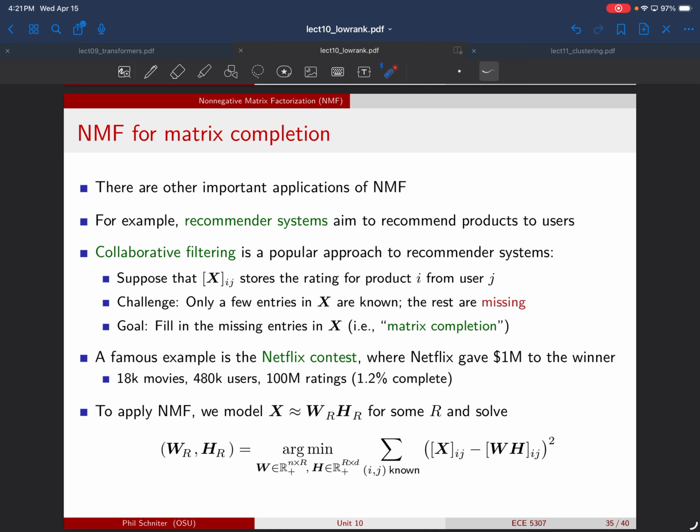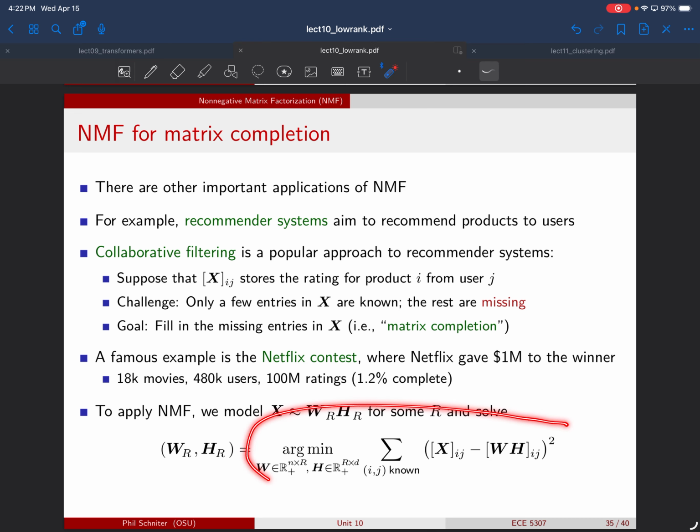Famous example is the Netflix contest from, I think it was around 2010. Netflix gave $1 million to the winner. And in that case, there were 18,000 movies and 480,000 users, but there were only 100 million ratings, which corresponds to about a 1% completion rate. So 99% was unknown. And so one simple way to do this is just to apply NMF to this problem.